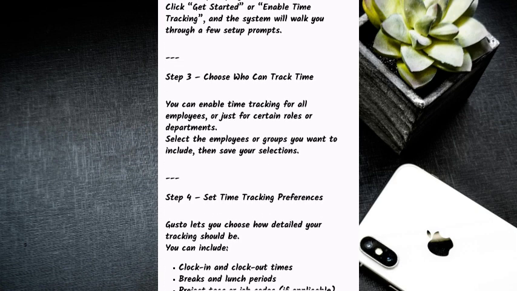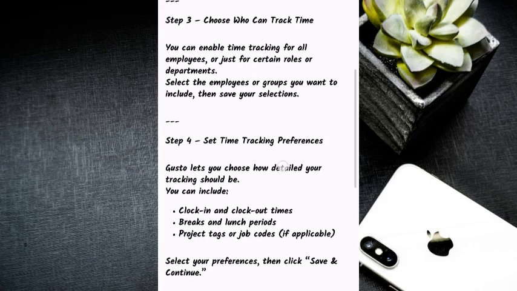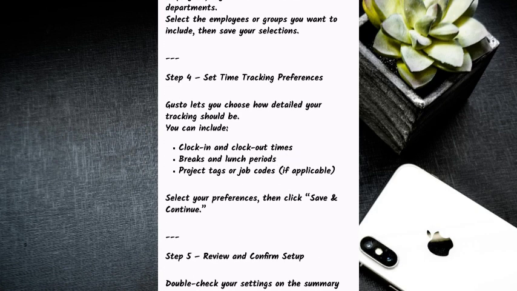Step 4. Set time tracking preferences. Now, Gusto lets you choose how detailed your tracking should be. You can include clock-ins and clock-out times, breaks and lunch periods, project tags, or job codes if applicable. And select your preferences and then click Save and Continue.